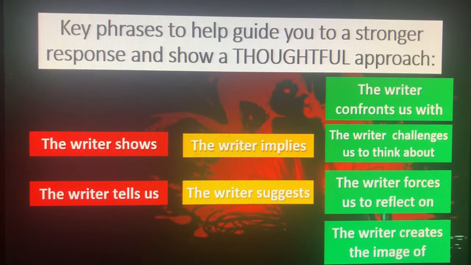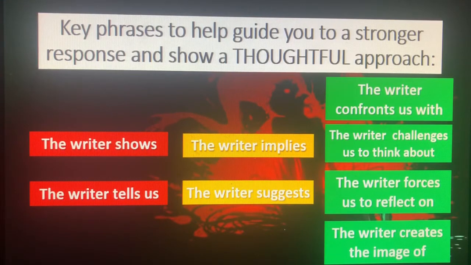On the board at the moment are some key phrases that would guide you to a stronger response and challenge you to create a thoughtful response. The worst of them are on the left-hand side. The writer shows, the writer tells us are the weakest answers you could give. I'd strongly advise not to use those sentence structures.